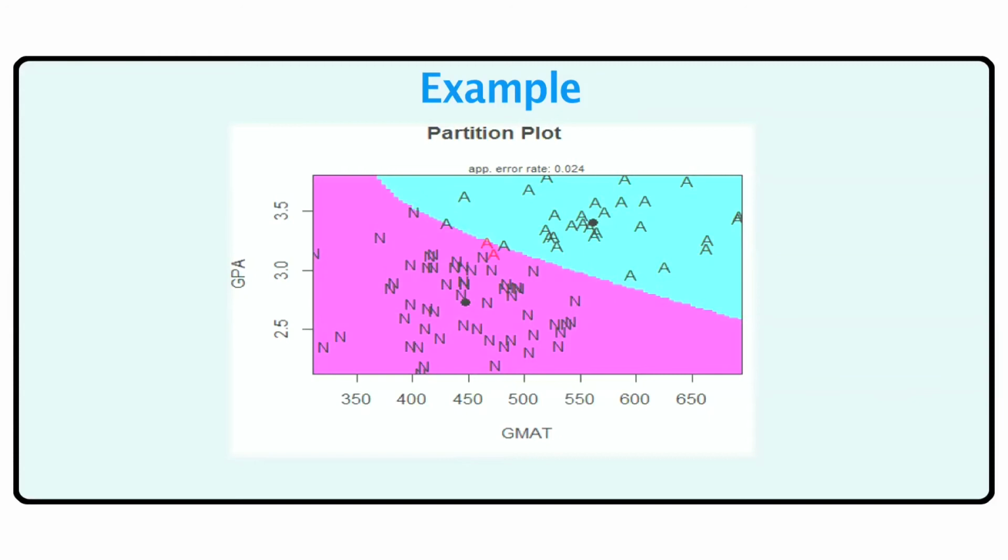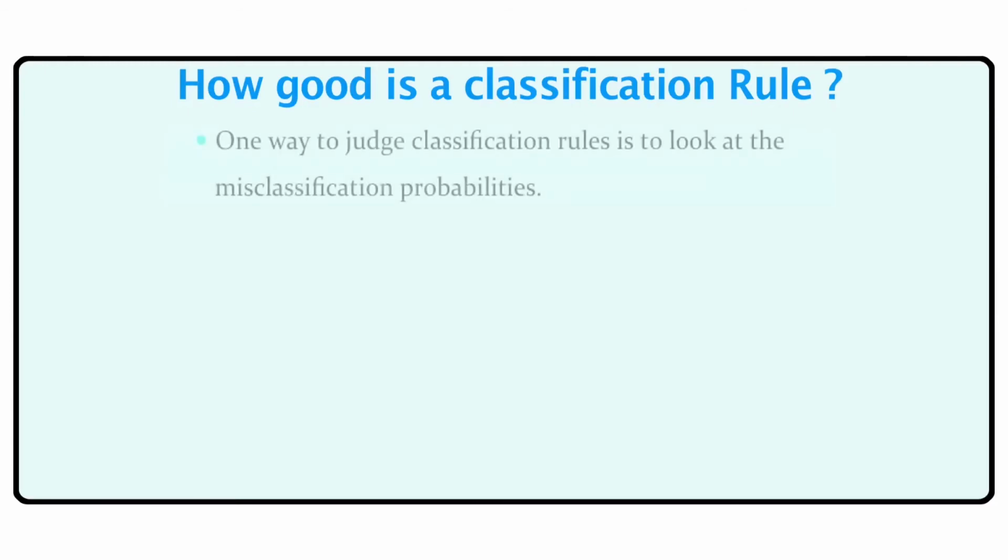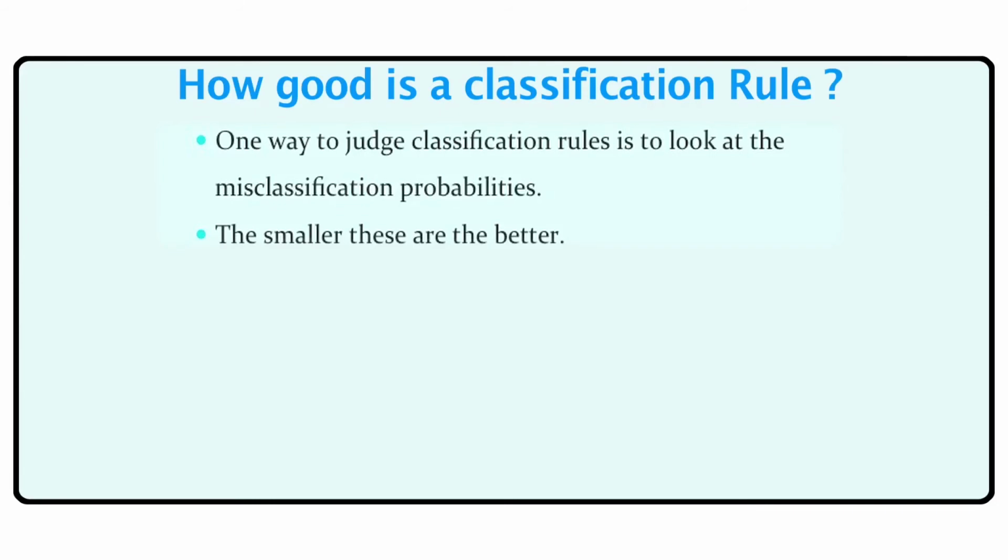This is basically because instead of a linear function or a straight line, you are using a curve, and hence you are able to include more of the A's without including the N's into the blue group. Now when you do a classification, the question arises of how good the classification rule is. One way to judge classification rules is to look at the misclassification probabilities. As we saw in the previous examples, the smaller the number of misclassifications, the better it is.